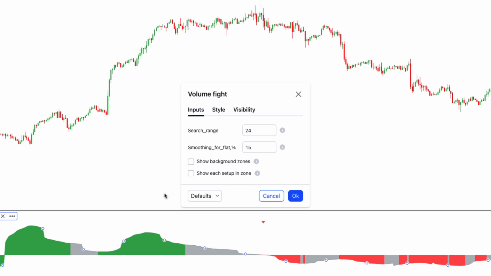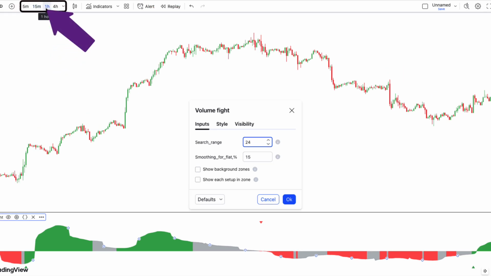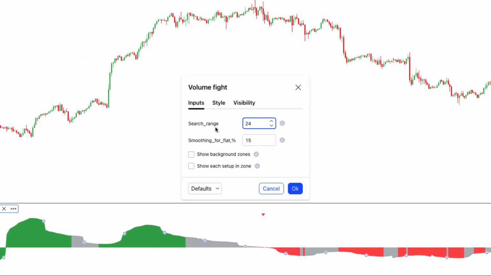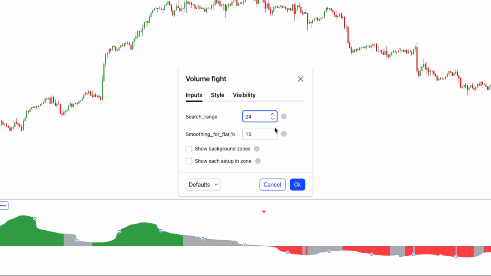It's adjusted here for the search range. By default, it's set at 24 and it's an optimal value for 1 hour time frame. So if you're trading on other time frames, you must adjust the search range accordingly. The lower the time frame, the higher the search range should be, so it can filter the false signals. For example, if you want to trade on 5 minutes time frame, setting search range at 100 will give you a good result.